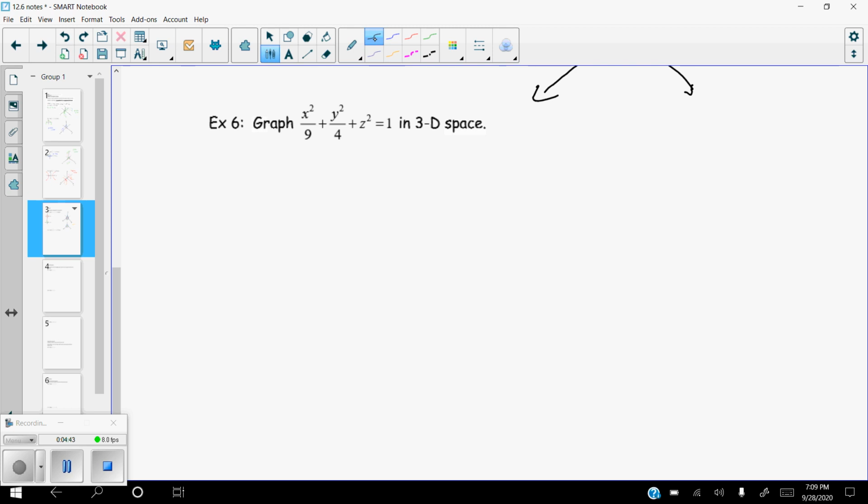So let's go ahead and I'm just going to sketch the X, Y, and Z here. All right, now let's see how this goes. Let's find the intercepts. If I want to find the x-intercepts, that means y and z have to be 0. So the x-intercepts are going to be at plus and minus 3. So 1, 2, 3, 1, 2, 3. So you're going to have your x-intercepts at plus and minus 3.